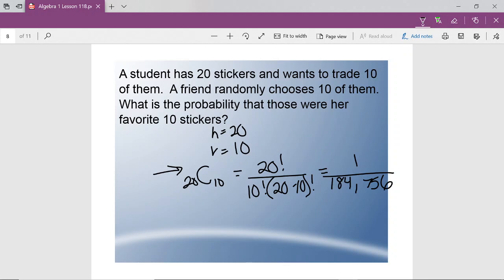Okay, so we can talk about probability with these combinations, but big thing here is it's similar to permutations, but we care about the order in permutations. We don't care about the order in combinations. So we changed this by dividing by all of the different ways to order those 10 choices that we make.